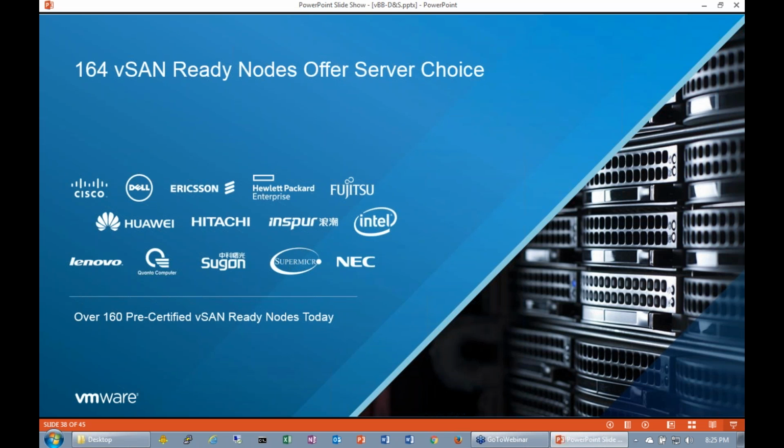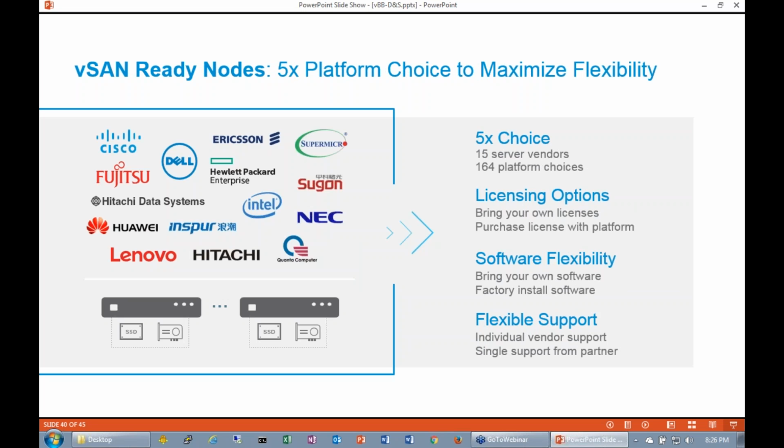We've got 164, I think, total certified vSAN ready nodes across all the, I forget how many vendors. I think it's like 16 or 20 total vendors, that type of thing, right? 15 server vendors, 164. There we go, right?